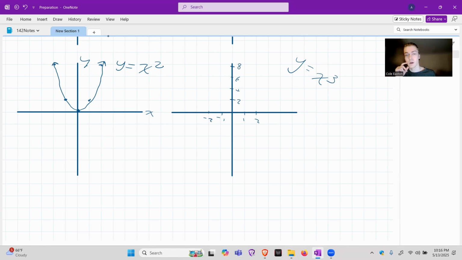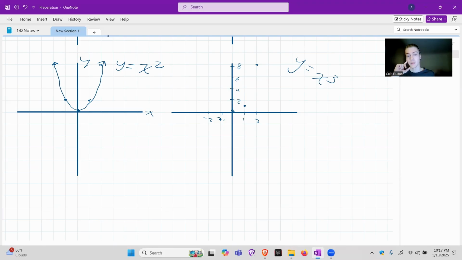So 1 cubed, 1 times 1 times 1 is 1. So that's right here. 2 times 2 times 2 is 8. So that's up here. 0 cubed is 0. Now, negative 1 times negative 1 times negative 1, right? Negative 1 times negative 1 gives us positive 1, times another negative 1 gives us negative 1. So that's a negative 1.